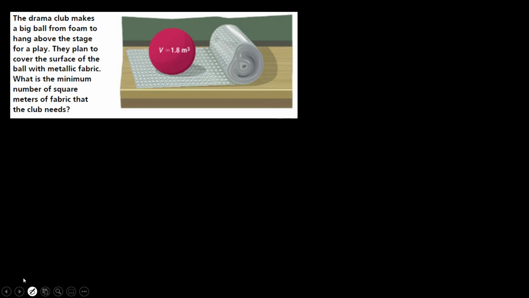So we are asking for the minimum number of square meters of fabric. And we are only given the volume of the ball. The volume of that ball, which is a sphere, is 1.8 cubic meters. So in order to find any other measurements like surface area, which will be coming soon, we need to find the radius of this ball. We need to know how wide across this ball is to find out anything else. So the first step in our process, since we are given volume, we need to find the radius of the ball.